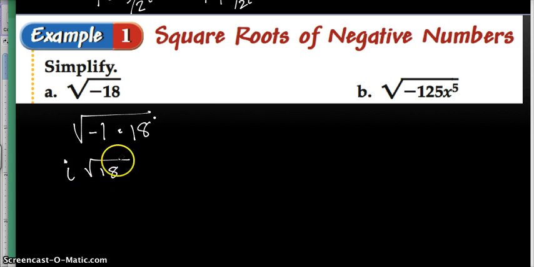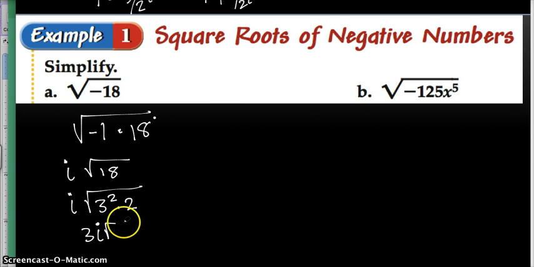You know how to simplify the square root of 18. We look for a perfect square, or we can prime factorize it, right? So I have i times 3 squared times 2, because 9 times 2 is 18. 3 squared is going to give me 3 when I take the square root of it. So notice where I'm putting the 3. I put the 3 on the left side of i, and I leave the radical on the right side of i. So I have 3i square root of 2, and that's my final answer. Okay, so that's how I go from here to here.